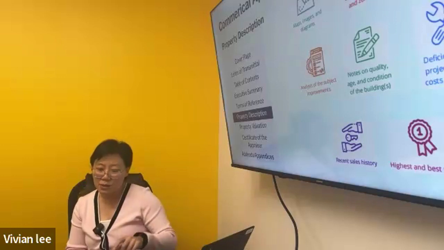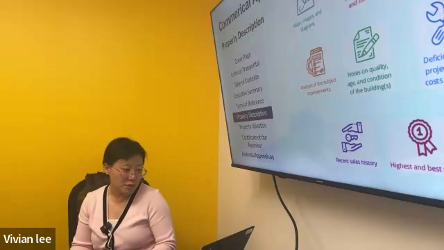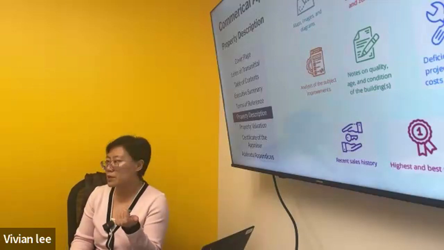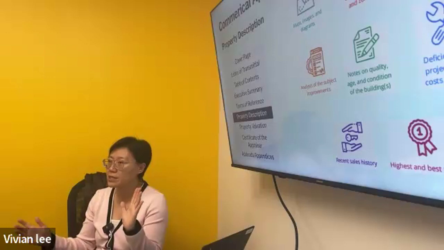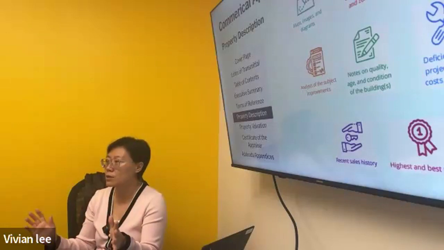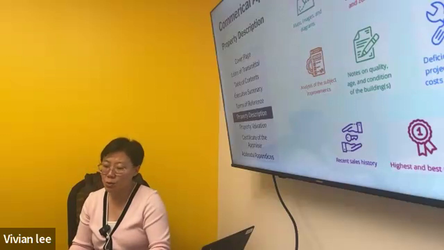So, analysis of subject improvements. That's the traits of this building. We just talked about it a little bit, like when was the roof replaced? Right, that's the simple thing. Was the exterior maintained? Does it look nice from outside? And when you go inside, what does it look like? It gives you that analysis in the report.